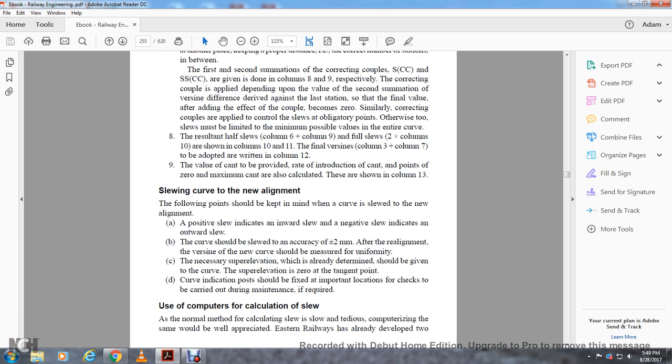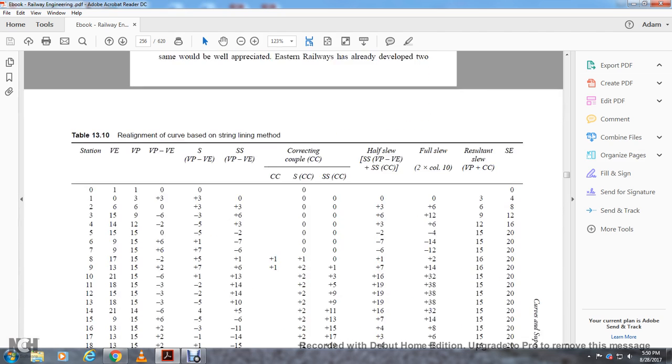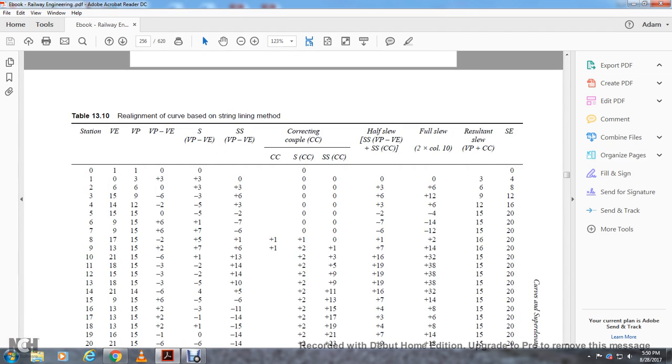The point on the curve should be fixed, as it is an important location for the checks that are carried out during maintenance, if required, using computers and calculations. The normal method of calculating slews is tedious, so computerizing the same would be well appreciated. Eastern Railways have developed a program. This shows the realignment curve based on the string line.